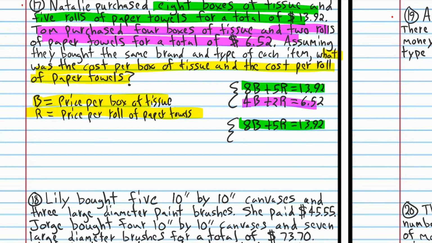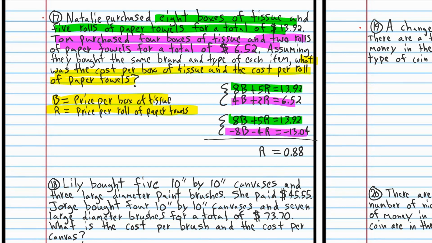And the bottom equation multiplied by negative 2, we get negative 8B, negative 4R, and 2 times 6.52. That would be negative 13.04. Now eliminate. Add the equations together, and we get R is equal to 0.88, and we need our units. Our units are dollars per box, or actually per roll.